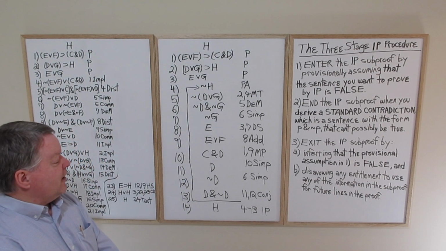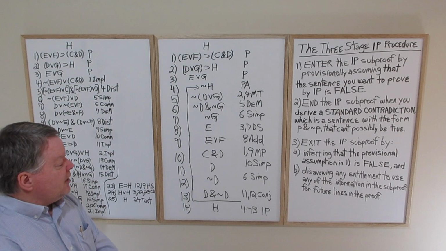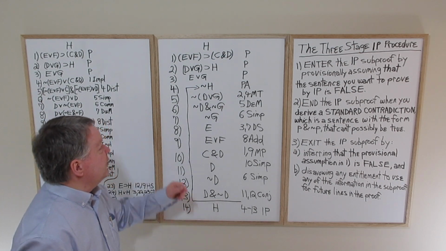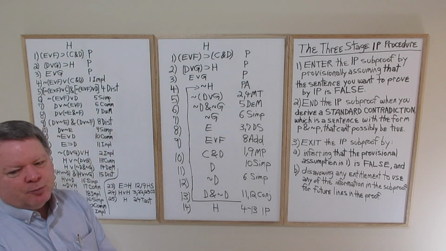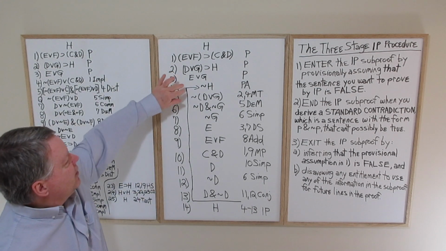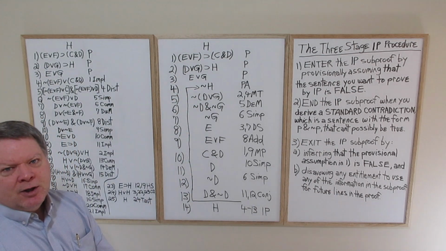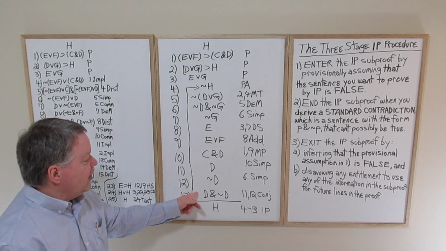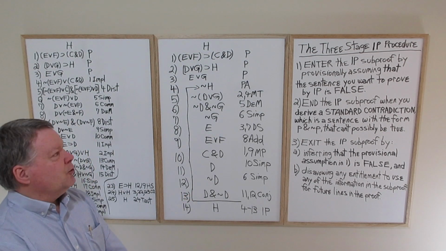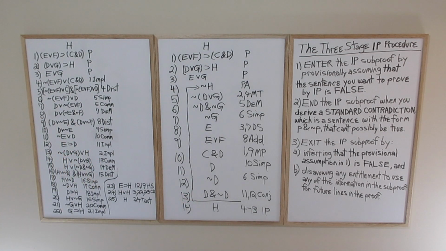Another way of putting that is to say we have indirectly proven that if these three premises are true, then H must be true, by proving that tilde H, H's negation, can't possibly be true because it leads to a standard contradiction.